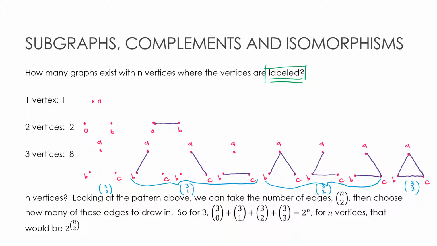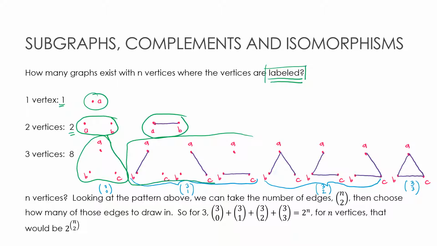So let's take a look at how we can generalize. For one vertex, there's just one graph. For 2 vertices, there is the unconnected graph, AB, and then there's the connected graph, AB, so there's 2. Now, for 3 vertices, I've got the unconnected graph. I have 3 versions of a graph with just one edge. I have 3 versions of a graph with 2 edges, and then of course I have the one graph where all 3 edges are represented.